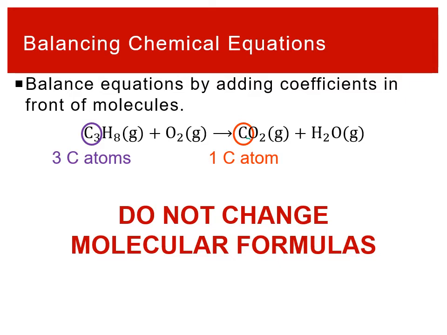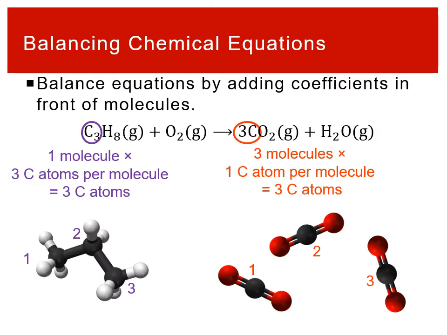You can't just say that there are 3 carbon atoms because that compound is carbon dioxide. There's only 1 carbon atom in a molecule. You can't just change the formula to make it 3 or 4 or whatever you want. So we can't do that. We need to put a number out front as a coefficient. What we're really representing by adding these coefficients is the number of molecules present.